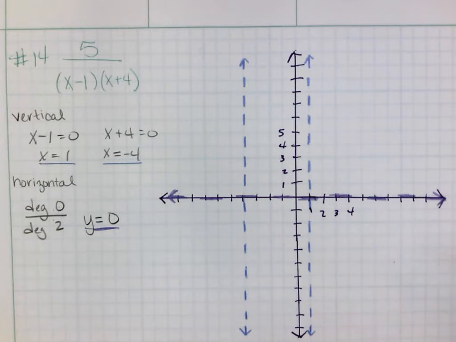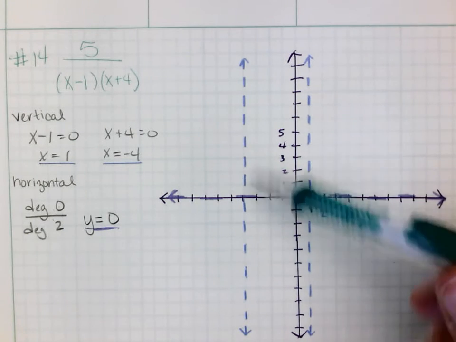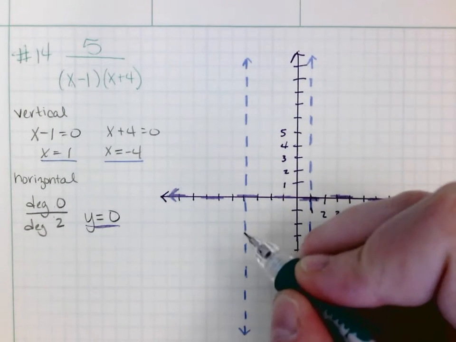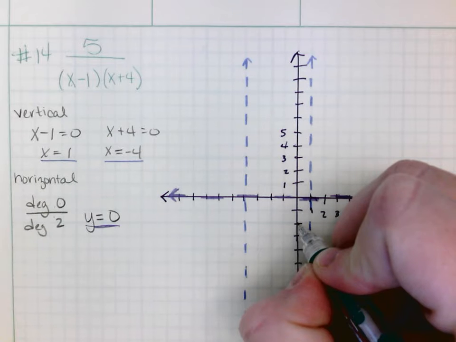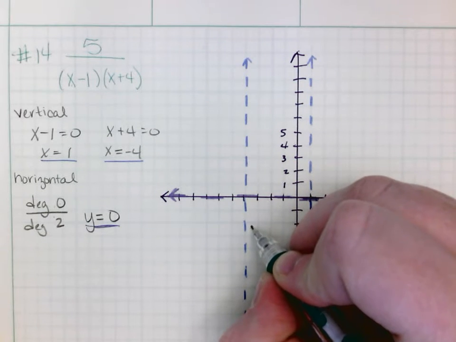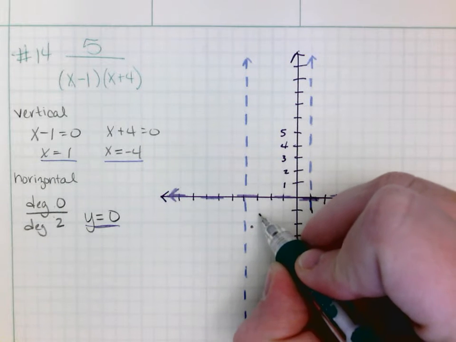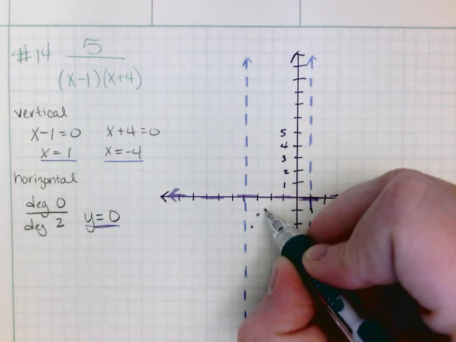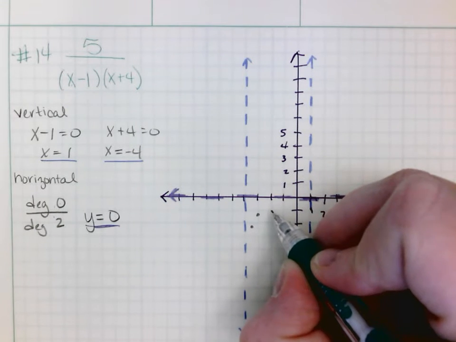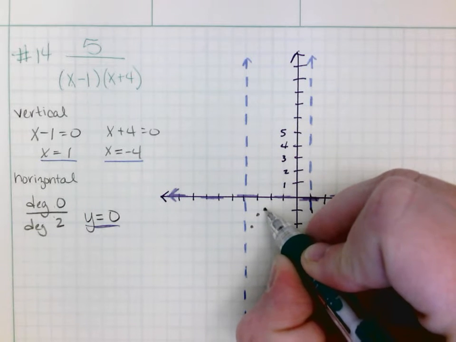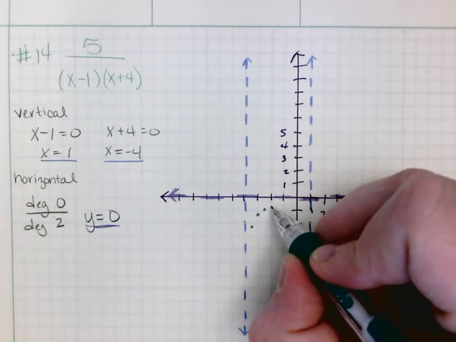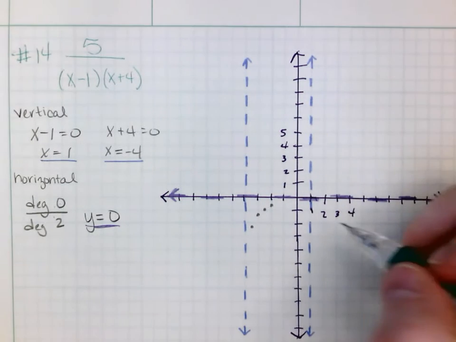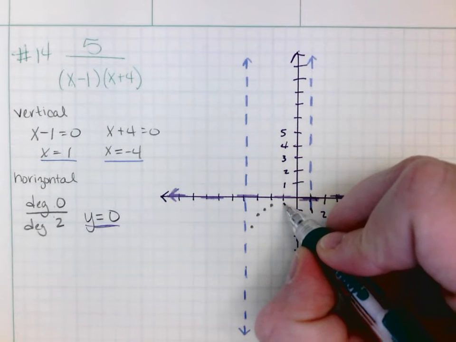Alright, so graphing my points, looking at my calculator, I'm going to go between negative 4 and 1 first. At negative 3.5, I have negative 2.2. So negative 2. At negative 3, I have negative 1.25. At negative 2.5, I have negative 0.95. At negative 2, I have negative 0.8. At negative 1, I have negative 0.83.